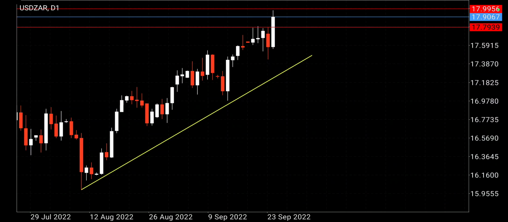Hello guys. We're going to look at the second chart. So the first one that we looked at was Nasdaq. Now I want us to have a top-down analysis of USDZAR, which is the dollar against our rand. So let's get started.